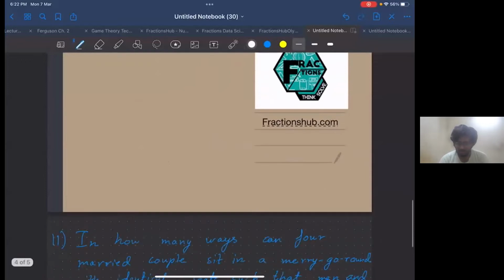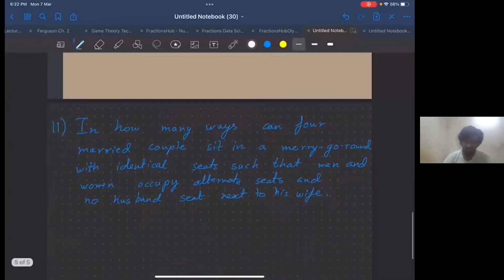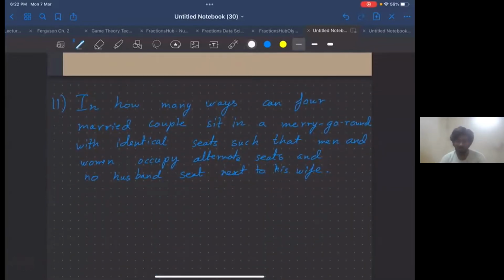Let's jump into the problem. The question says, in how many ways can four married couples sit in a merry-go-round with identical seats such that men and women occupy alternate seats and no husband sits next to his wife?